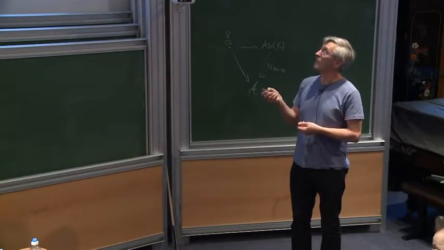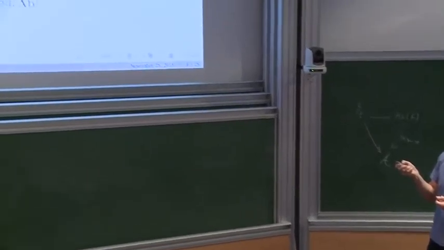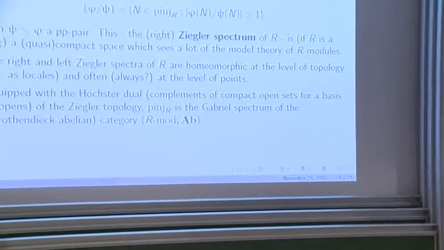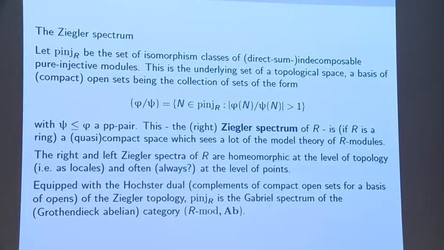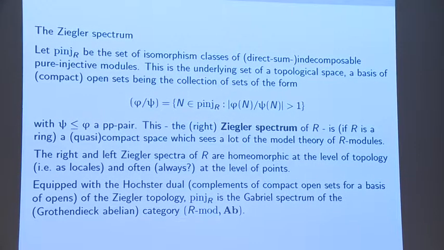So you can look at this was the Ziegler spectrum for right modules, there's a Ziegler spectrum for left modules, and it does turn out, Herzog proved, that at least as locales, if you just look at the open sets, you get an isomorphism between those. And in fact, it may be that even at the level of points, that's true as well. Maybe it's literally a homeomorphism from right to left, but that's only been proved under some conditions on the ring.